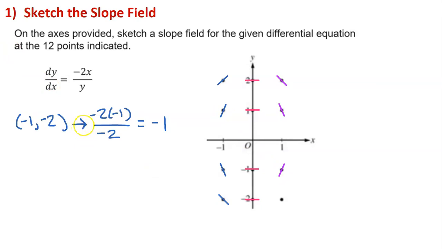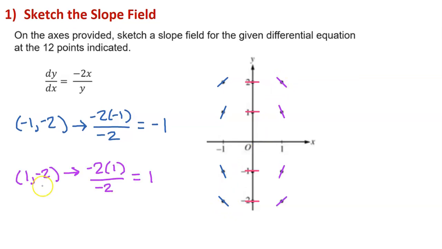These should be arrows. Anyway, at the point (-1, -2), the slope is negative 1. So we should see a decreasing slope at a 45-degree angle. This should look the same as this one. At the point (1, -2), the slope equals 1. So we should see an increasing slope at a 45-degree angle. This one should look less steep than this one.